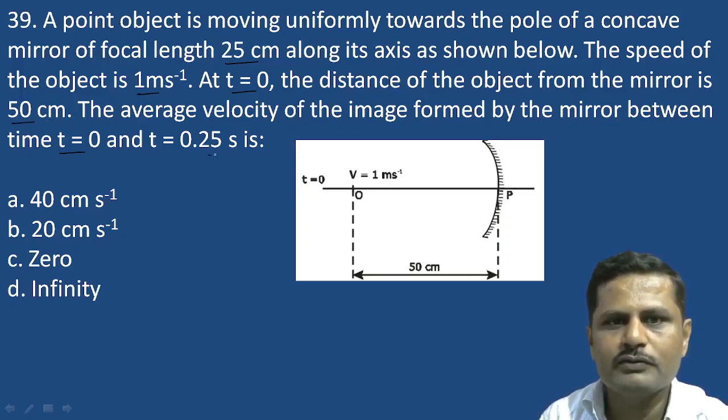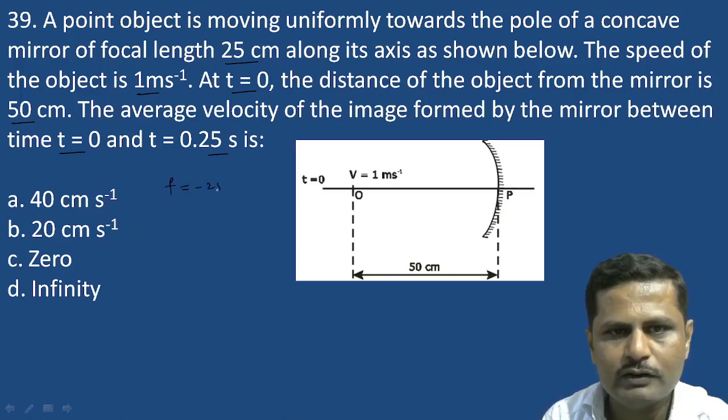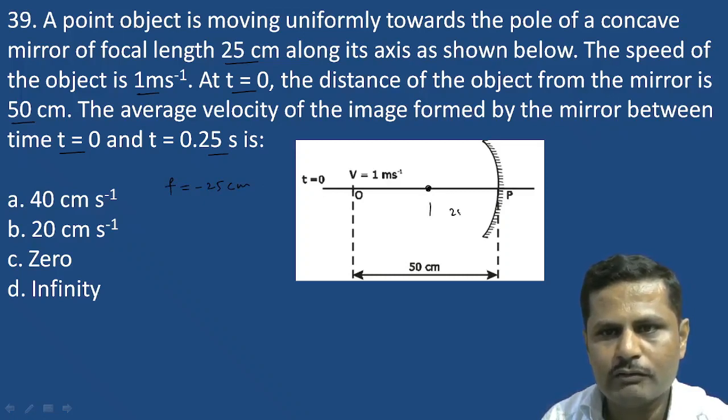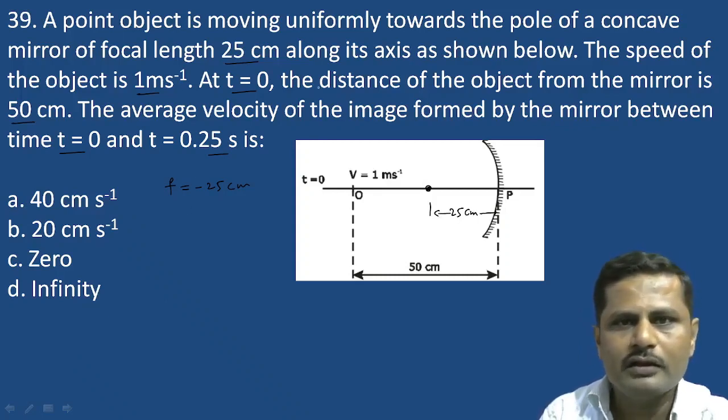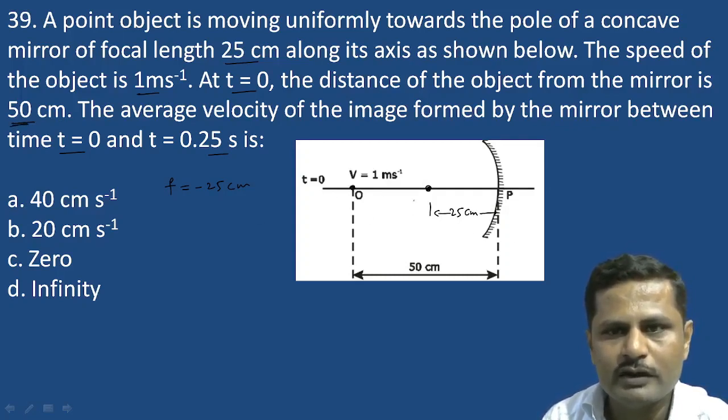here the focal length of the concave mirror is 25 cm, that is f equals minus 25 cm. This is the focal length from here to here, that is 25 cm. Now the object is placed at a distance of 50 cm from the concave mirror, that is, the focal length is 25 cm and the object is placed at 50 cm. So the object is placed at the center of curvature. If the object is placed at the center of curvature, the image will be formed at the center of curvature only.